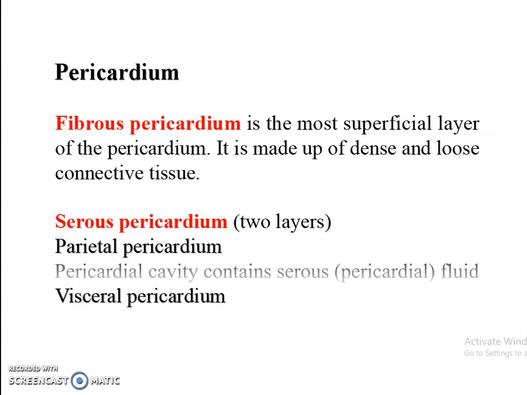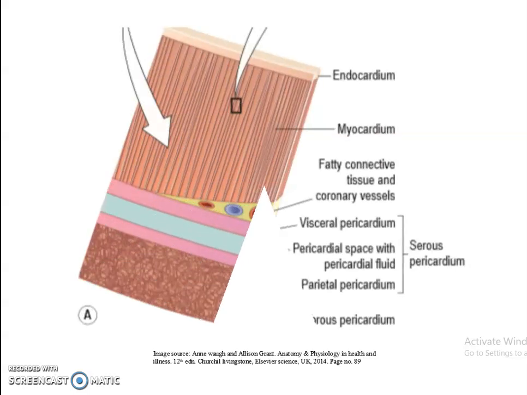Then below the fibrous pericardium, you can see the serous pericardium. It is again made up of 2 layers, a visceral and parietal pericardium. In between these 2 layers, you can see a potential space that is filled with fluid, called serous fluid, or also called the pericardial fluid. Let us see the figure of the wall of the heart.